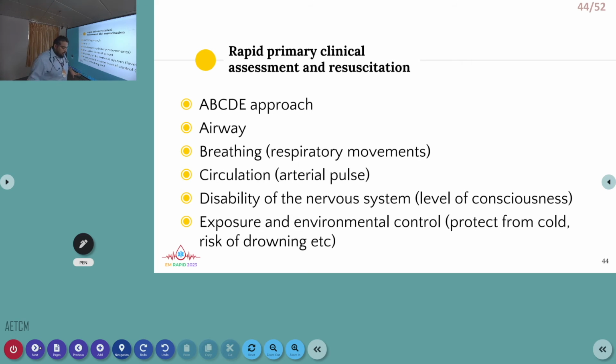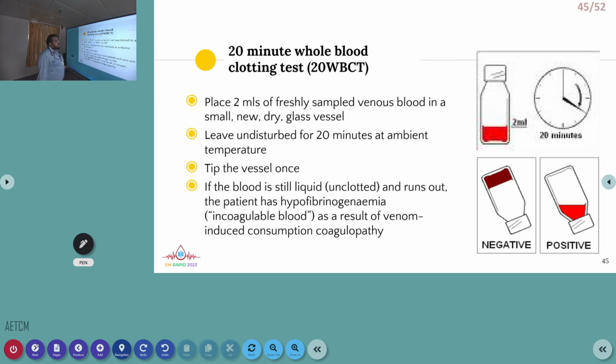So coming to the management aspect as such, the rapid primary clinical assessment and resuscitation is the key. So airway, breathing, circulation holds good. The ABCD approach is the same. So airway, breathing issue, circulation, disability, especially as the patient can have respiratory paralysis, and exposure and environment control again. So that is the basic ABCD approach. So what are the investigations that you need to do?